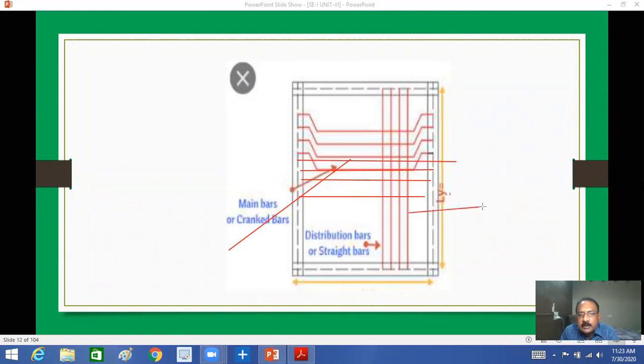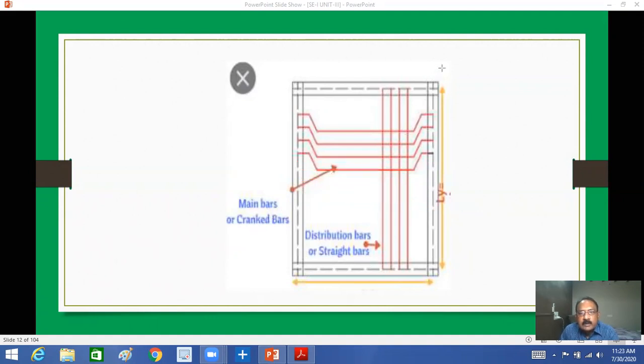And these are distribution bars. Why? Because these are provided for temperature and to avoid cracks. So this is an example of one-way slab reinforcement. You have to draw like this. The edge is from the plan, top edge, and the inner side you have to show dotted. This is the center line of your beam or brickwork. In this way, you have to draw these figures.